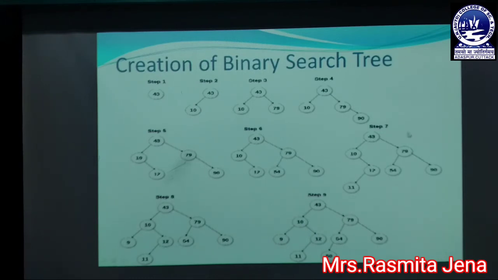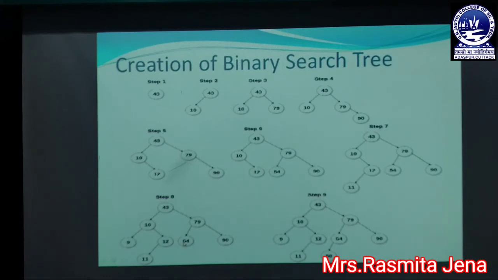Then next we will insert the element 11. 11 is first compared with 43. As it is less than 43, it will go to the left subtree. Again 11 is compared with 10. As it is greater than 10, it will go to the right subtree. Again we will get another node, that is 12. So again 11 is compared with 12. As it is less than 12, it will be inserted at the left node of the 12 node.